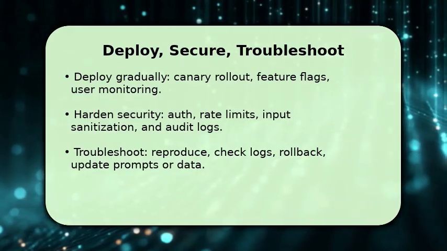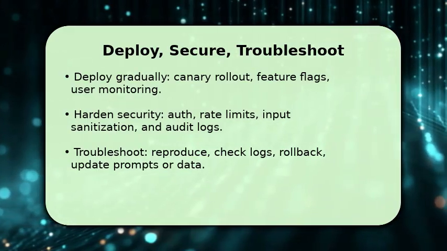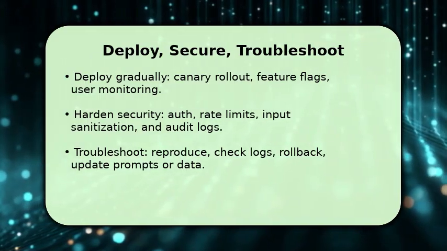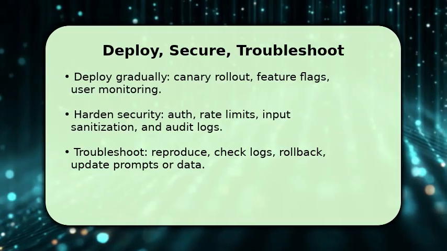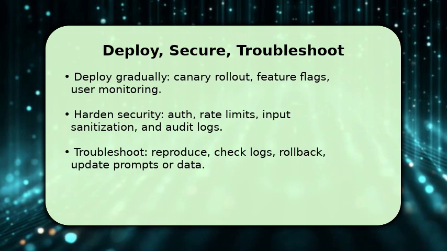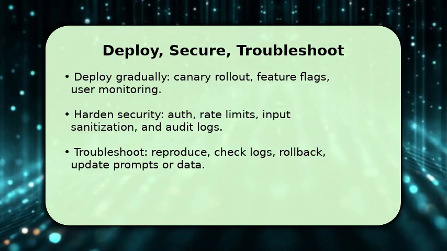Alert on regressions. If something fails, reproduce the issue, inspect logs and traces, then roll back or push a targeted prompt or dataset fix. One key tip: if outputs degrade, reduce context size or revert recent fine-tunes before broader changes.